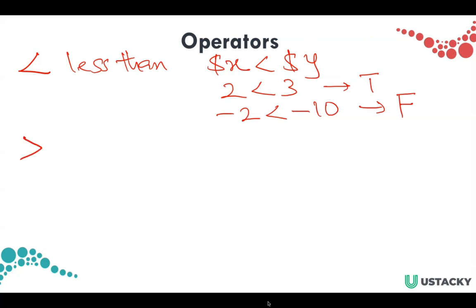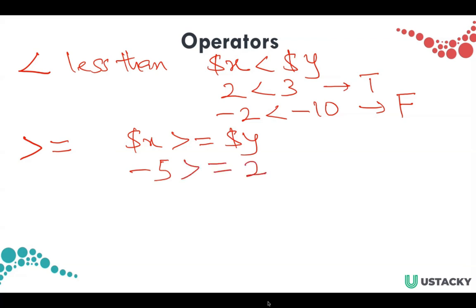Another operator is greater or equals to. For example, when you have $x is greater or equals to $y. -5 is greater or equals to 2. -5 is not greater than 2, and -5 is not equals to 2. So this is going to return false. But if you have something like -3 is greater or equals to -3. Though -3 is not greater than -3, but -3 is equals to -3. So this is true.